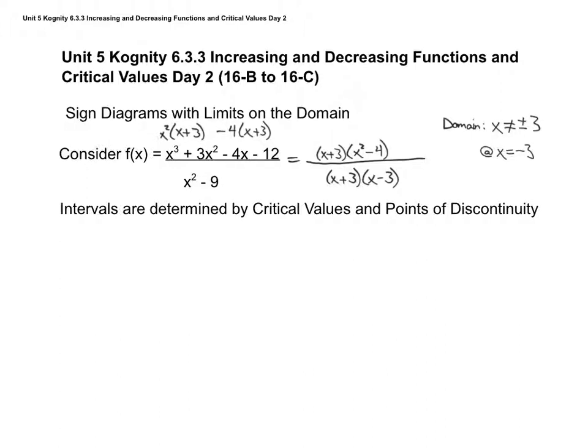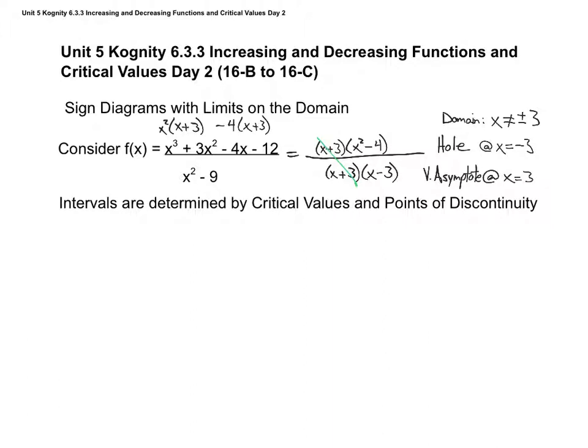That gives us negative 3 as a 0 in the denominator, but those factors can cancel, so that means there is a hole at x equals negative 3. You have to keep that in mind. The x minus 3 is left over. It does not cancel out, so that means we have a vertical asymptote at x equals 3.